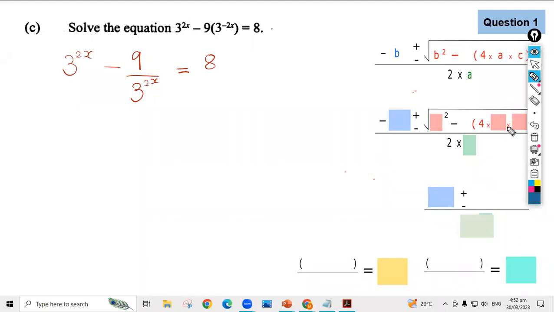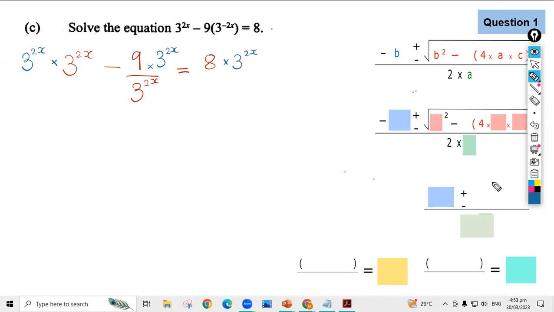And remember the concept of whatever you do to one side of an equal sign, you can do anything in the world, just make sure you do it to the other side. So if I decide to multiply everyone on this side by 3 to the power 2x, now if I multiply him by 3 to the power 2x, I also have to multiply him by 3 to the power 2x. And if I multiply everybody on that side by 3 to the power 2x, well, bet all your money, you have to multiply this side by 3 to the power 2x.